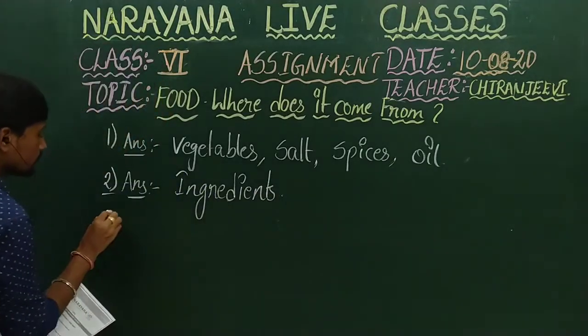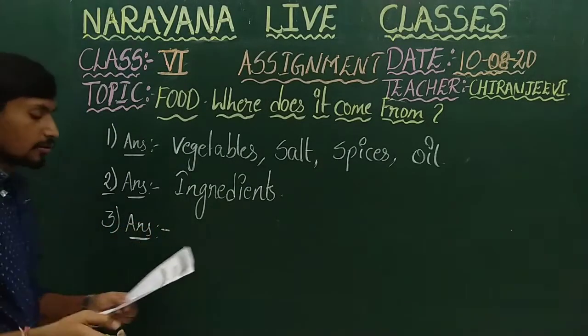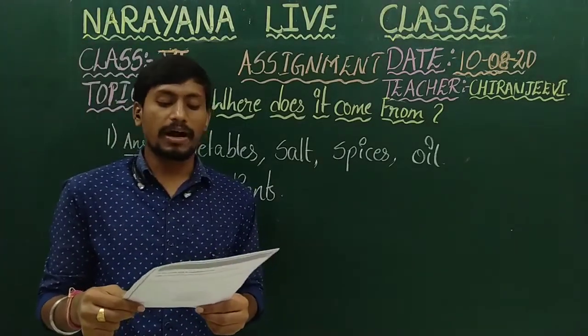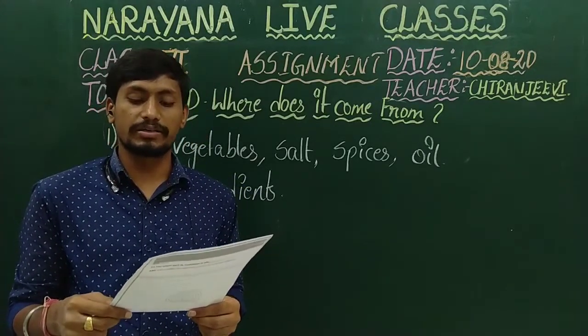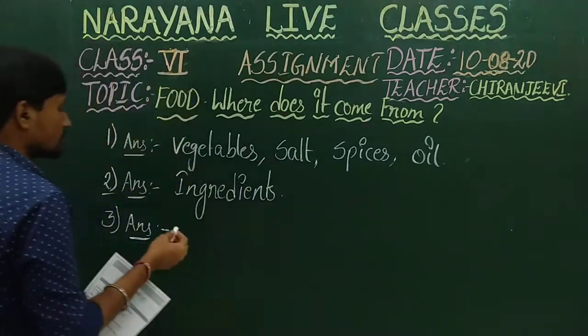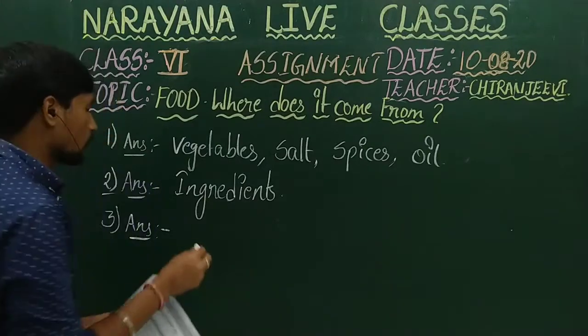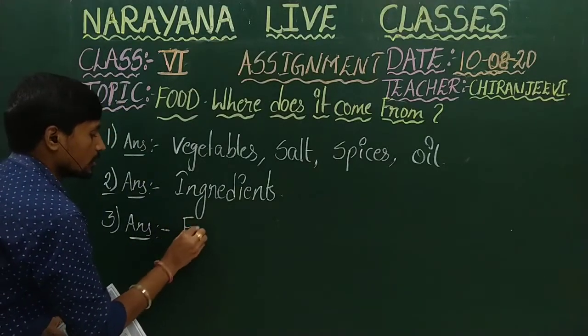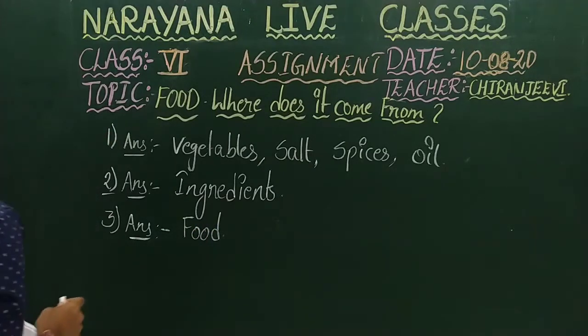And the third question is, different plant parts such as roots, stems, leaves, flowers, seeds and fruits provide dash. So the leaves or the stems or the fruits or whatever plant part you may take, they are providing us food. They used to provide us food.